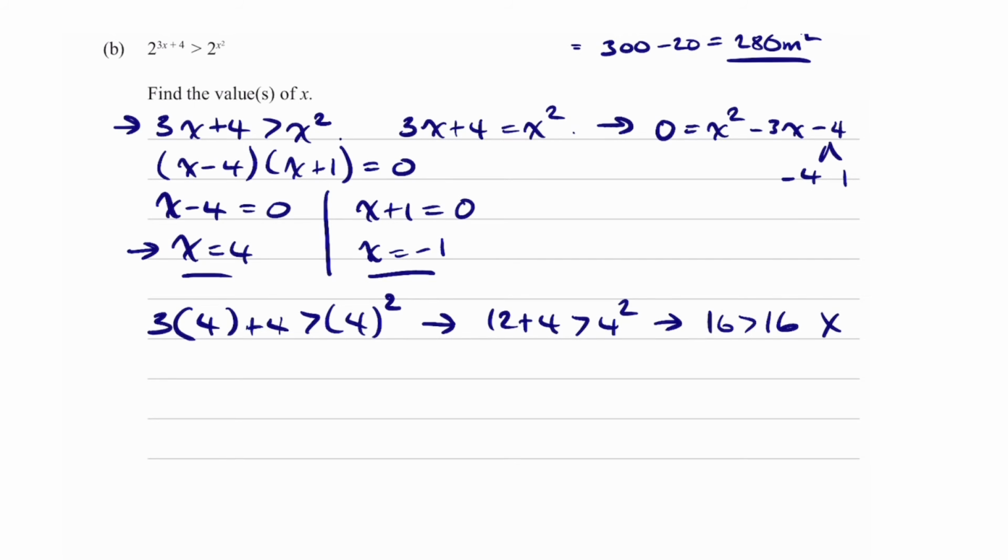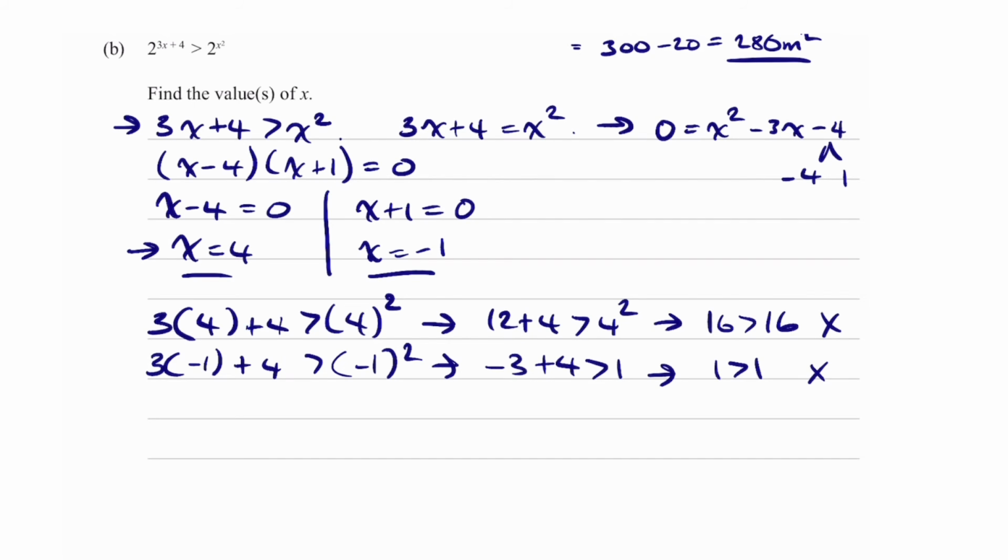This does not hold, right? 16 is equal to 16. Let's try another one. Let's try x is equal to negative 1. So we've got 3 times negative 1 plus 4 is greater than negative 1 squared. We end up getting negative 3 plus 4 is greater than 1. 1 is greater than 1. That does not hold. So as a result, x is equal to 4 and x is equal to negative 1 cannot be in our solutions.